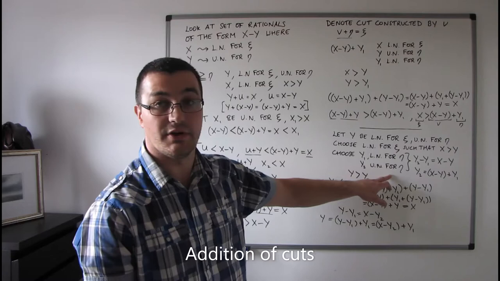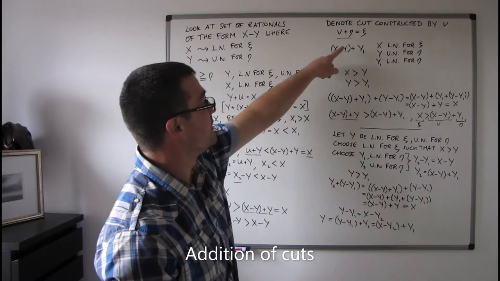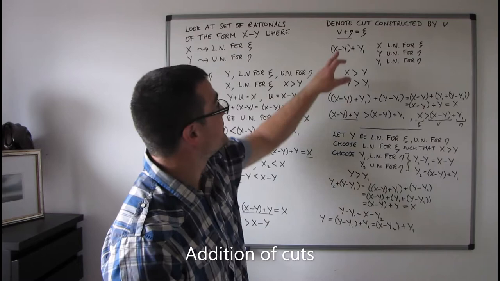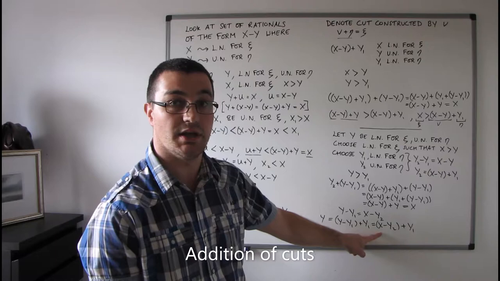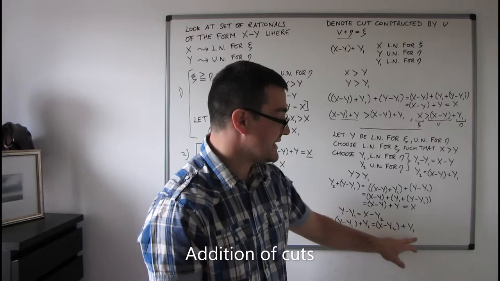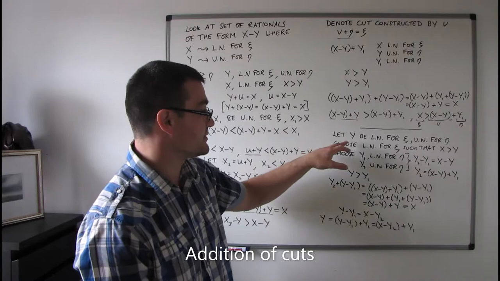So that means that this is definitely going to be a lower number for nu. And then y1 is a lower number for eta. So therefore, we've got a lower number for nu plus a lower number for eta. So this must be in the cut. It must be a lower number for nu plus eta. So therefore, a lower number for xi is also a lower number for nu plus eta, on the condition that the lower number for xi that we chose originally be an upper number for eta.